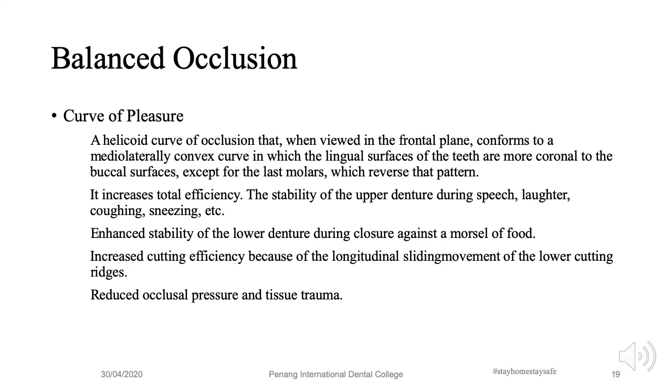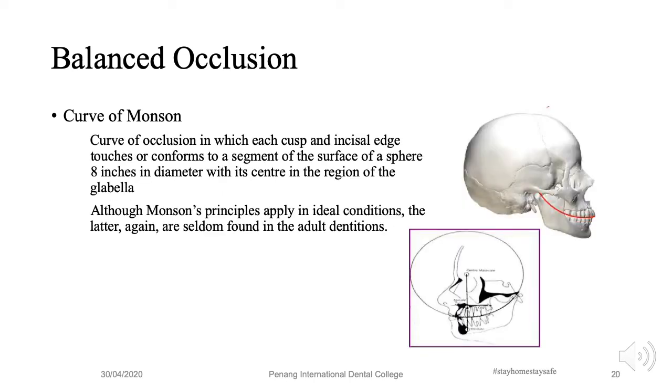Now the next one is curve of Monson. Curve of Monson is a curve of occlusion in which each cusp and incisal edge touches or conforms to a segment of the surface of a sphere 8 inches in diameter, with its center in the region of the glabella. So if you see in the figure, if you make a sphere of 8 inches where its center is in the glabella, you see the curvature which is at the teeth. So you arrange the teeth in such a way that they follow this curvature. Although Monson's principles were not in an ideal condition, basically this principle was given for ideal condition patients.